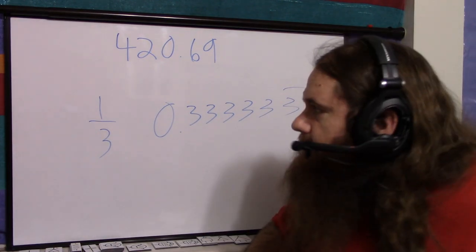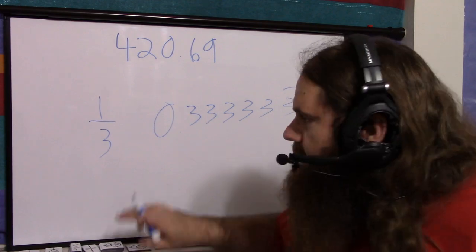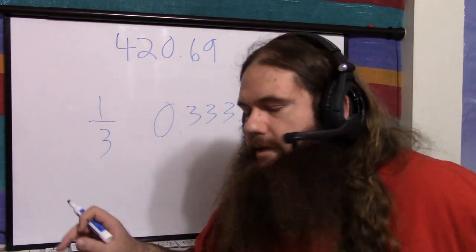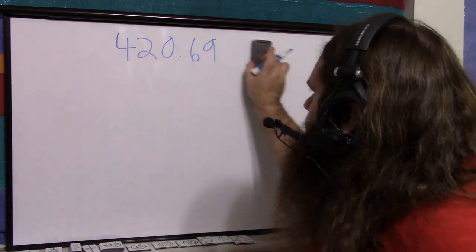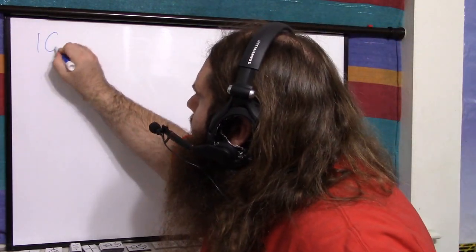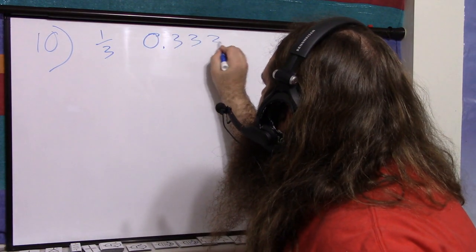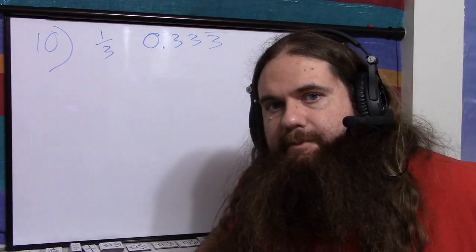0.333333, repeating, of course. And you can go on literally forever. You will never be able to write all the threes, which is one reason why we like to write it as 1 over 3. But here's a fun thing. So in base 10, 1 third is 0.333, repeating, of course. What about in base 3?